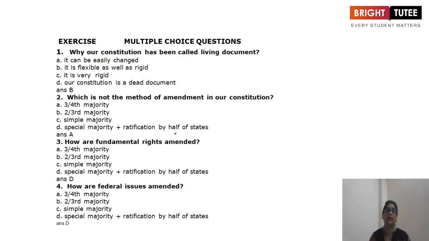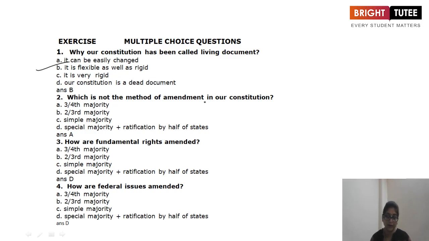Okay, let's move to the exercise. Why has our constitution been called a living document? There are four options: it can be easily changed; it is flexible as well as rigid; it is very rigid; or our constitution is a dead document. And the answer is B. It is flexible as well as rigid.